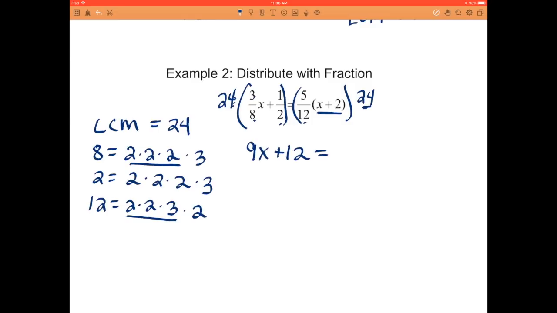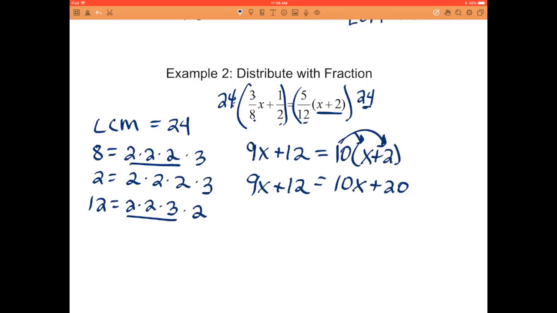So 24 divided by 12 is 2. 2 times 5 is 10. And then we'll keep this x plus 2 how it is. Then we'll distribute the 10. 10x plus 20. This side just stays the same. And we will combine our like terms. There's nothing to combine on each side.